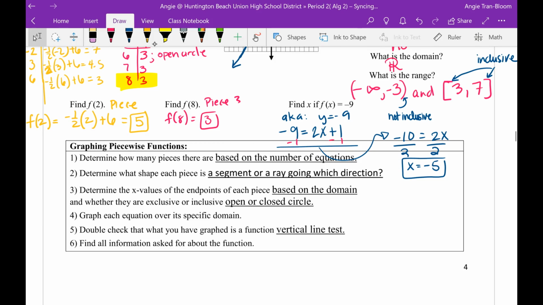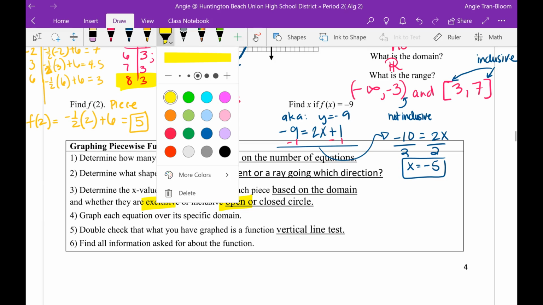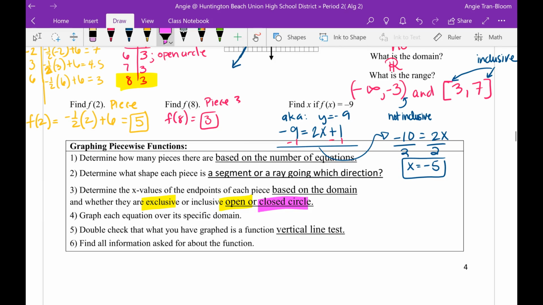Okay. McKenna, can you help me read 3, please? Perfect. So if it's an open circle, is that inclusive or exclusive? Exclusive. Open circle means exclusive. Open, exclusive. Okay. If it is a closed circle, it means what? Inclusive.